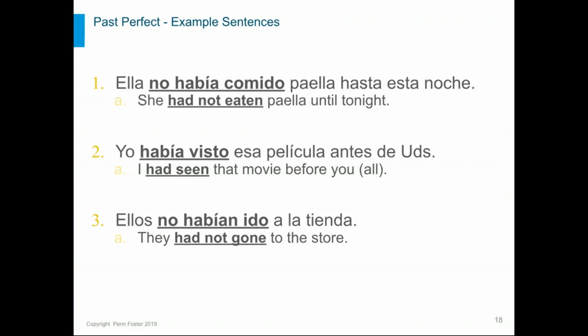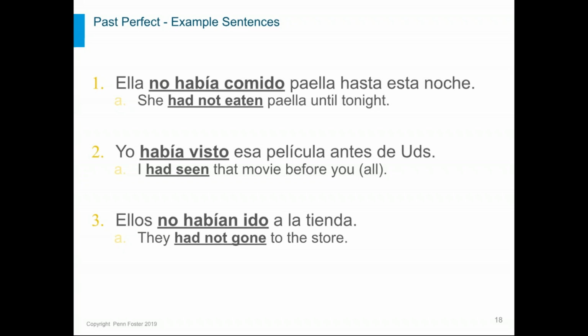And back to a regular past participle. They hadn't gone to the store. No habían ido a la tienda. So first and third are regular past participles. Second one is an irregular.